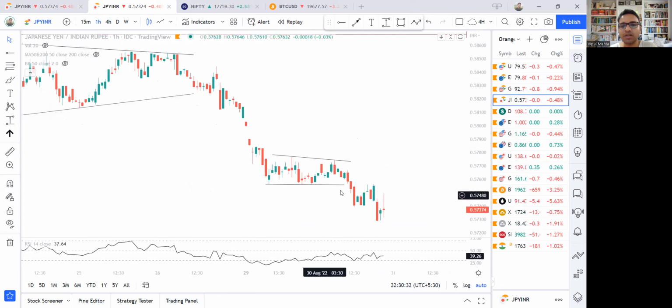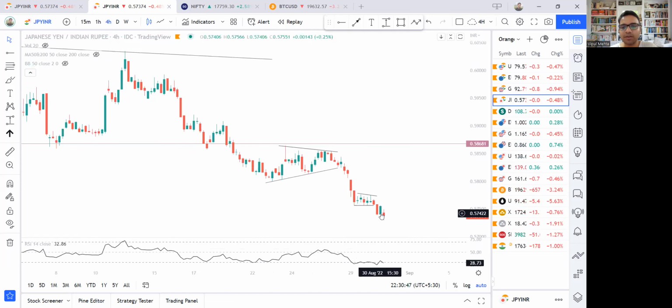So this is the hourly time frame. On the hourly chart, we were forming this kind of a flag or a pennant, whatever you want to call it, and then the price started to fall from here, took a bit of a retracement, but again fell. But a lot of this action has happened after hours, so we will not conclude anything from this.